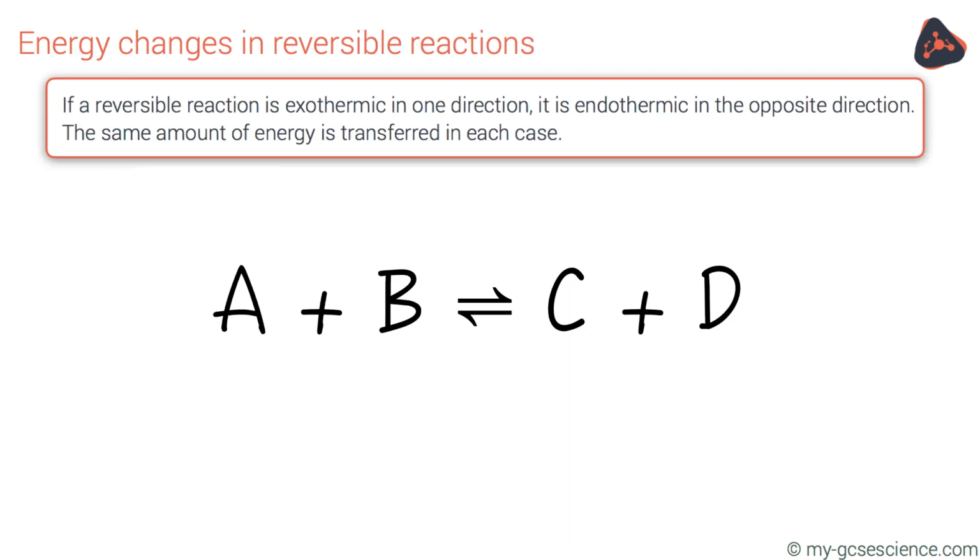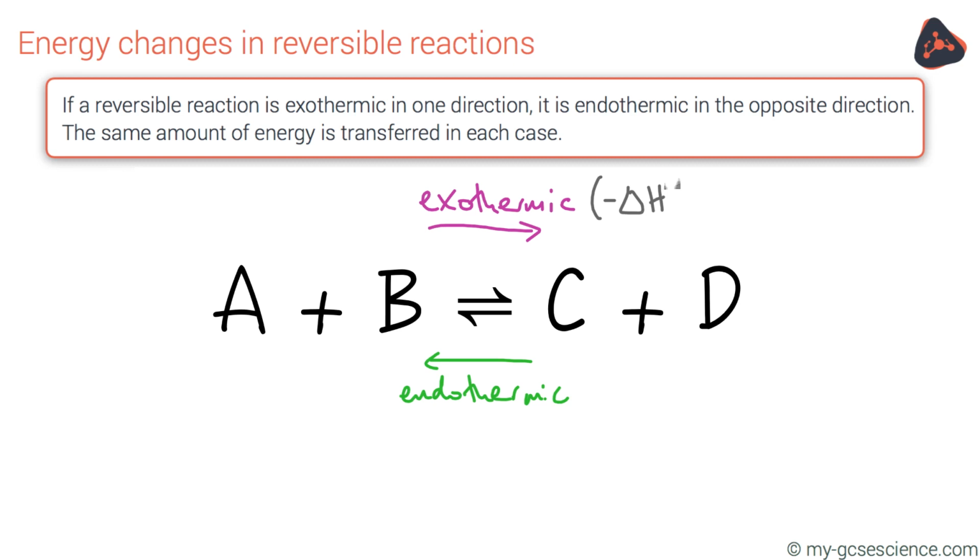It's important to know that in every reversible reaction we have two reactions going on in opposite directions, and one of those reactions will always be exothermic, while the other one will always be the opposite, so endothermic. If you think back to the energy changes topic, if we have a negative energy change, this means it's an exothermic reaction. Positive energy change means it's an endothermic reaction.